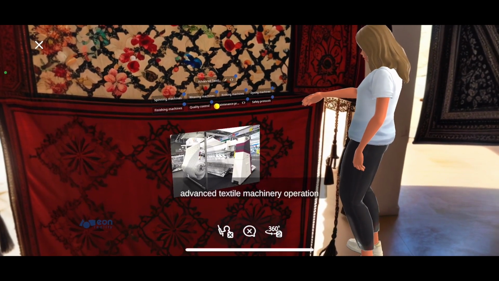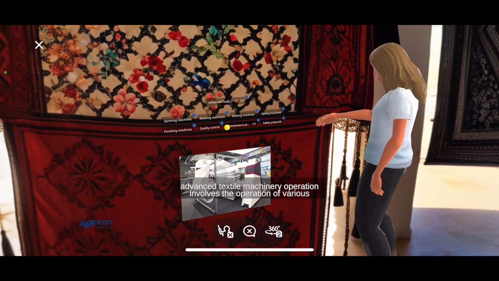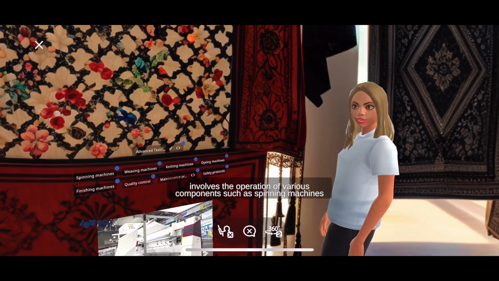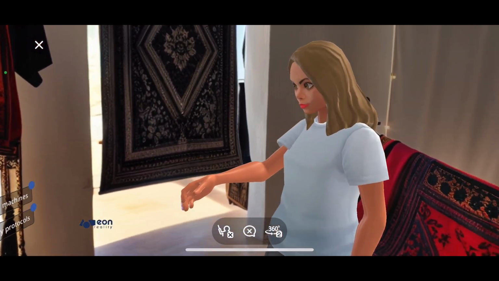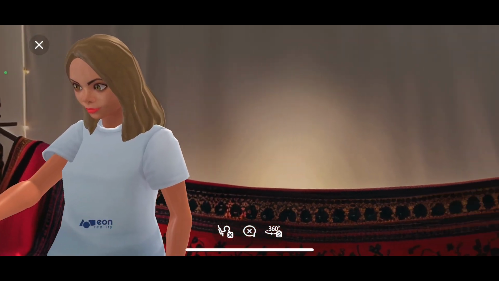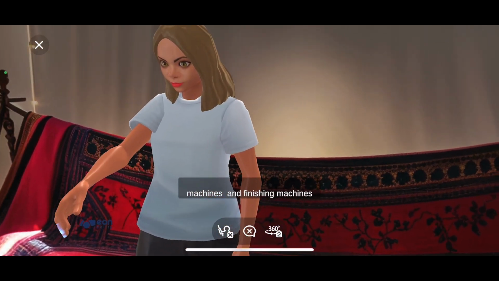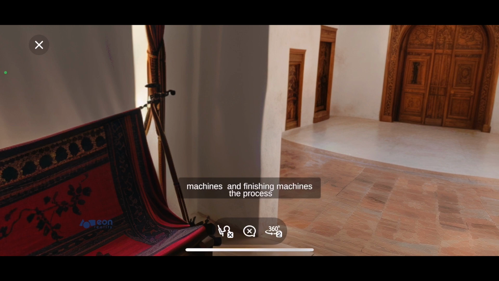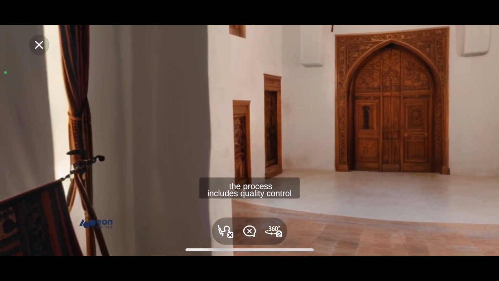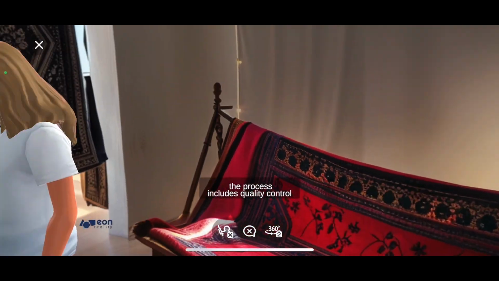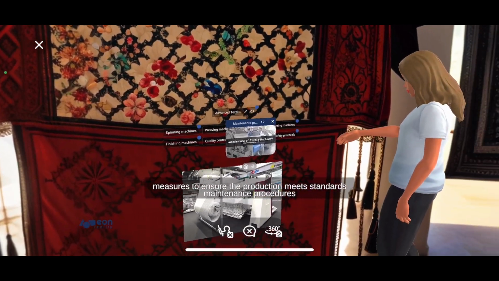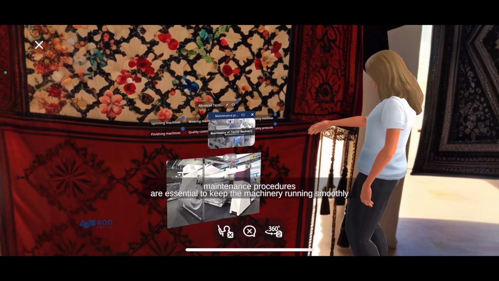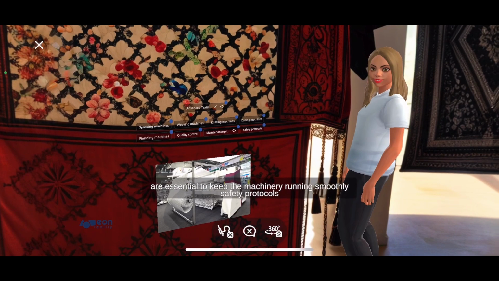Advanced textile machinery operation involves the operation of various components such as spinning machines, weaving machines, knitting machines, dyeing machines, and finishing machines. The process includes quality control measures to ensure the production meets standards. Maintenance procedures are essential to keep the machinery running smoothly.